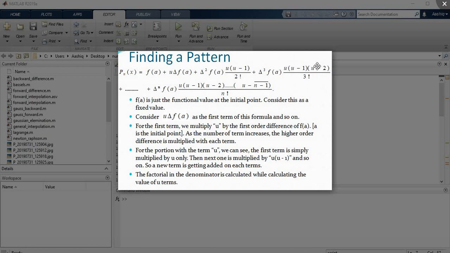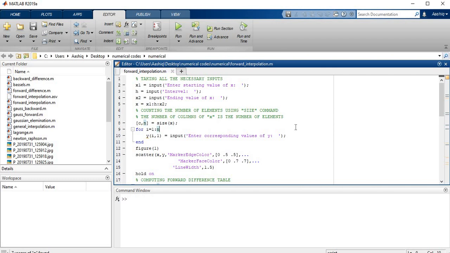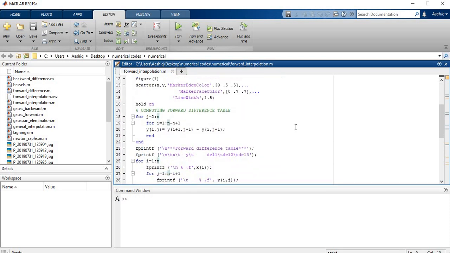Okay, so let's go back to my code and see how to work in MATLAB. This is the code I have written here. Firstly, I have to construct a forward difference table to work with Newton's forward interpolation formula. I am not going to talk much about the forward difference table. Take the link below in the description if you don't know how to construct a forward difference table in MATLAB, and if you have any question about that, leave it in the comments.